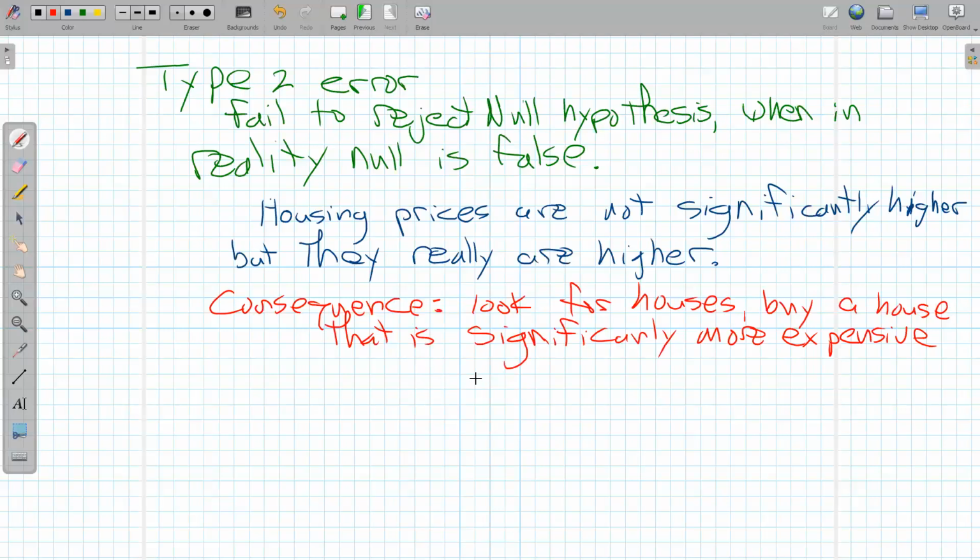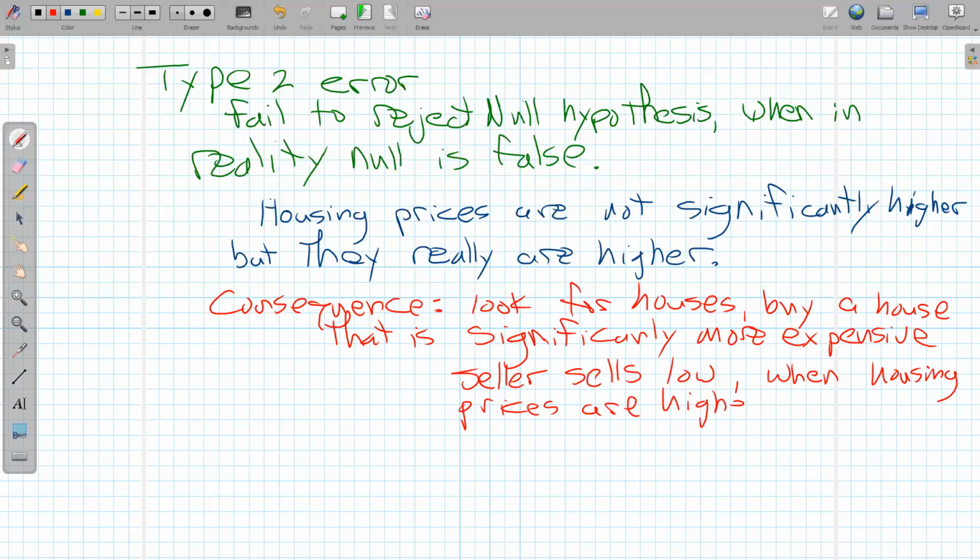Okay, it could be the seller's perspective instead. So another option here for consequence is the seller doesn't put their house higher in price. So the seller sells low when maybe they could have sold higher because the prices really were higher, and could have made more money.